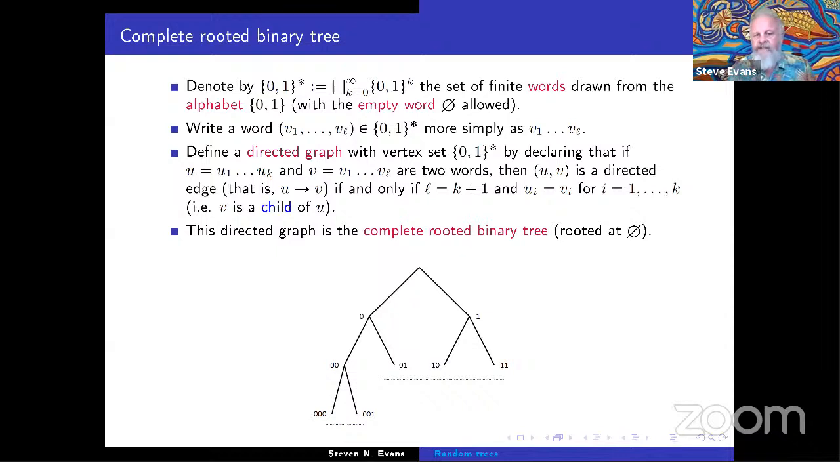And so this infinite directed graph is what we'll call the complete rooted binary tree, with the root being at the empty word. These dots here are meant to indicate that this just goes on forever. So I hope this picture's clear. Okay, so it's just this infinite binary tree here.